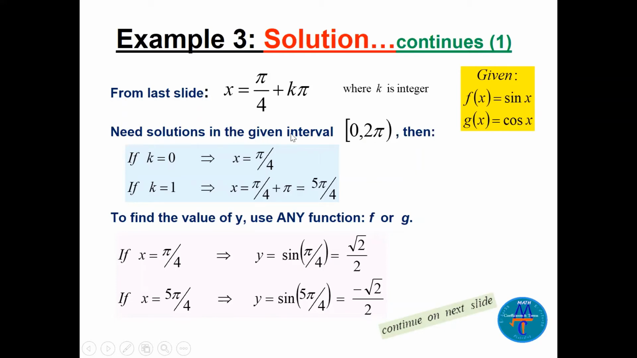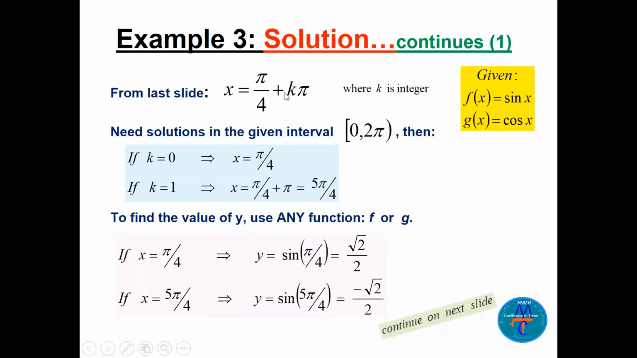Let's find all the solutions in this interval from 0 to 2 pi. So I can replace k by, you remember k is an integer here. So k can be minus 1, minus 2, minus 3, 0, 1, 2, 3, 4, etc. If k is equal to 0, then x will be pi over 4. Is it there, pi over 4? Yes. If k is equal to 1, so pi over 4 plus pi, it will be 5 pi over 4.